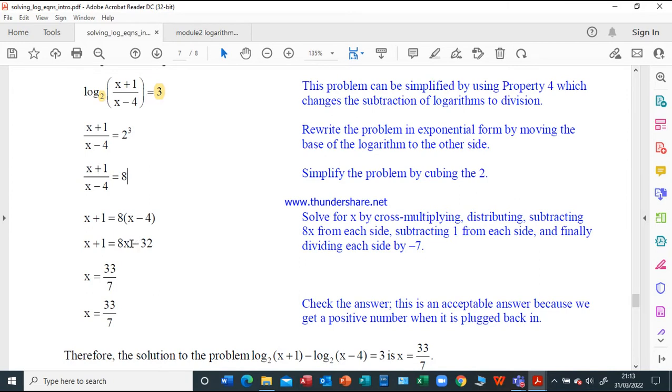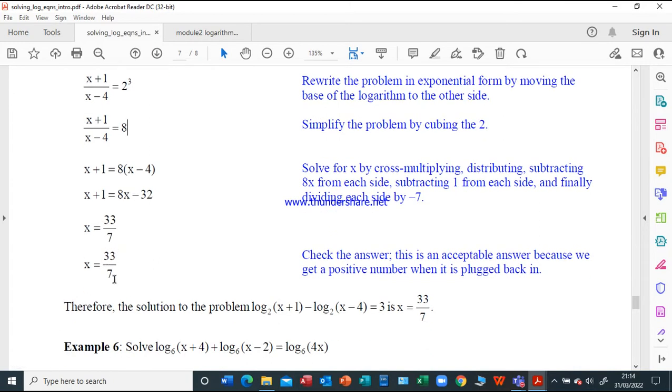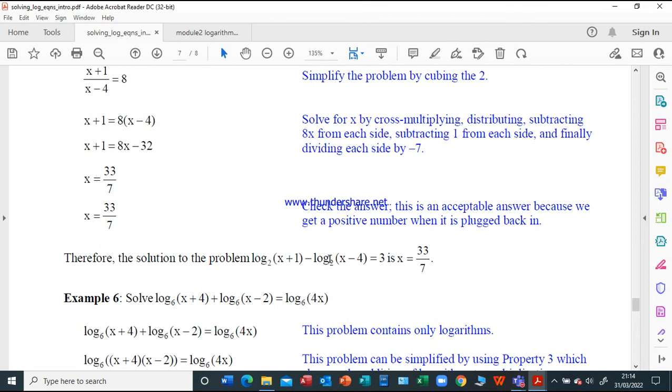So collect terms with x on one side, terms without x on the other side. So bring this x to the side of 8, so you'll have 8x minus x. Bring 32 to this side with addition, so 32 plus 1, which becomes 33. Then you divide both sides by 7 to give us x being 33 divided by 7. So once you have done that, check it again. The solution should be the same. Okay, so those are from my side.